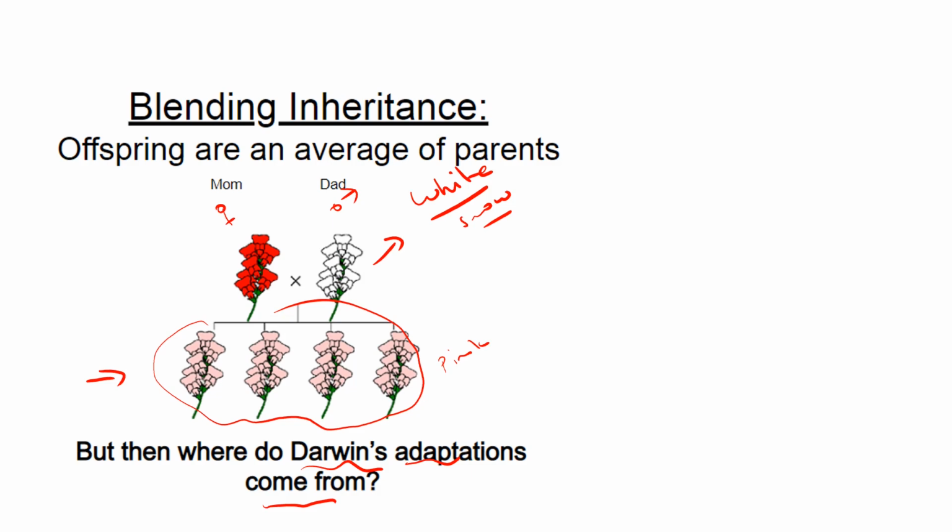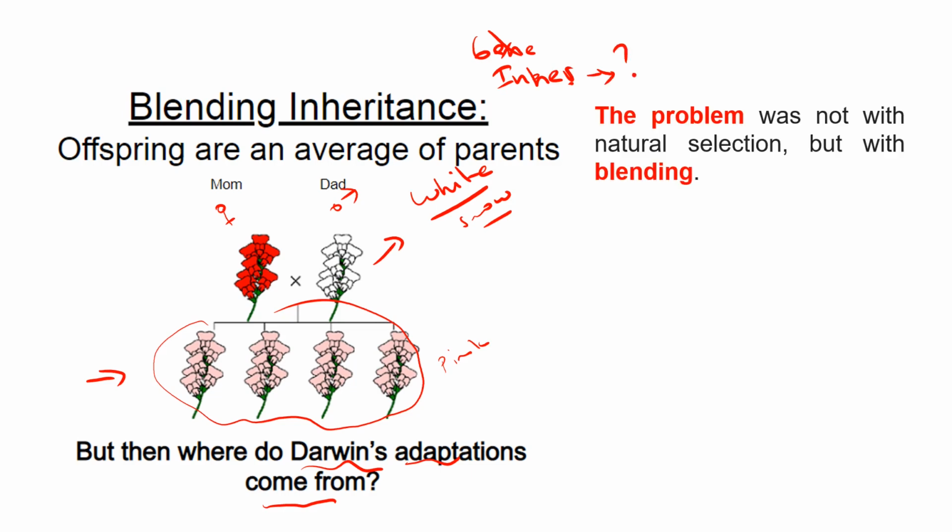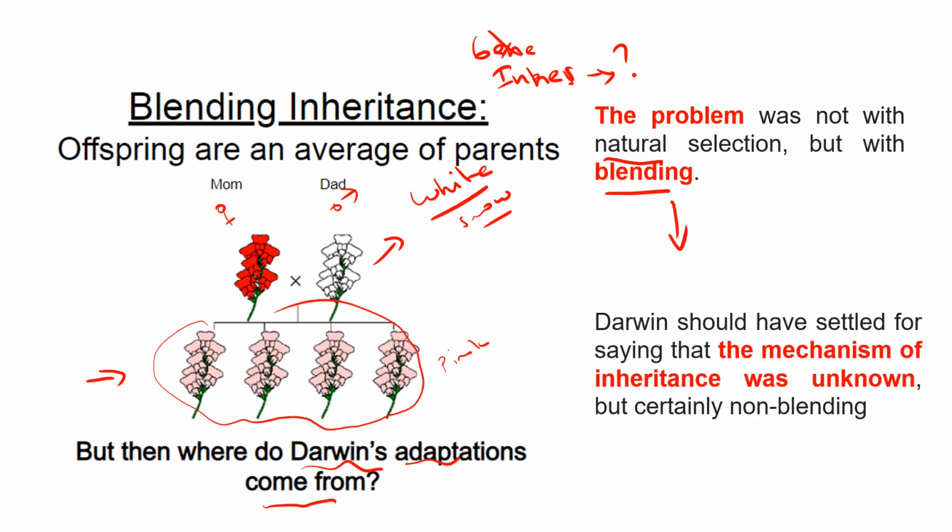So Darwin had this big problem that he could not explain inheritance. The word gene didn't exist. As he couldn't explain inheritance, everybody started asking, okay, so what is the mechanism? He could have said, the problem is not natural selection, but blending, and said, I don't know what the mechanism of inheritance is, and in the future we can answer those things, but definitely it is not blended inheritance.